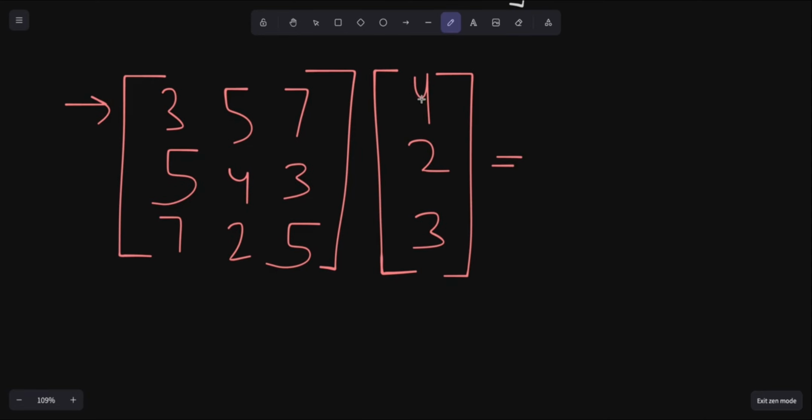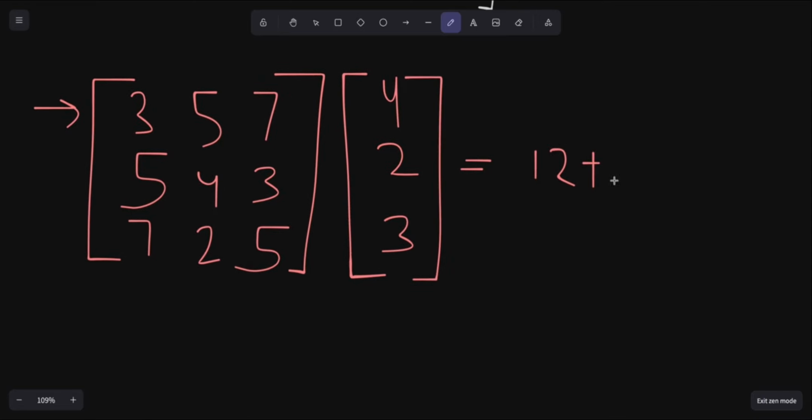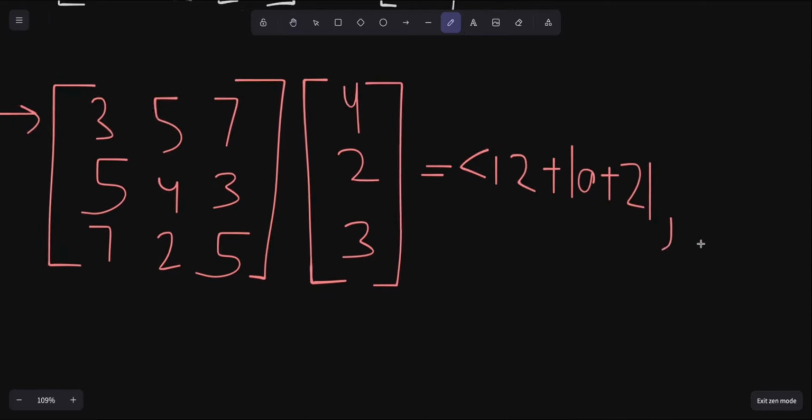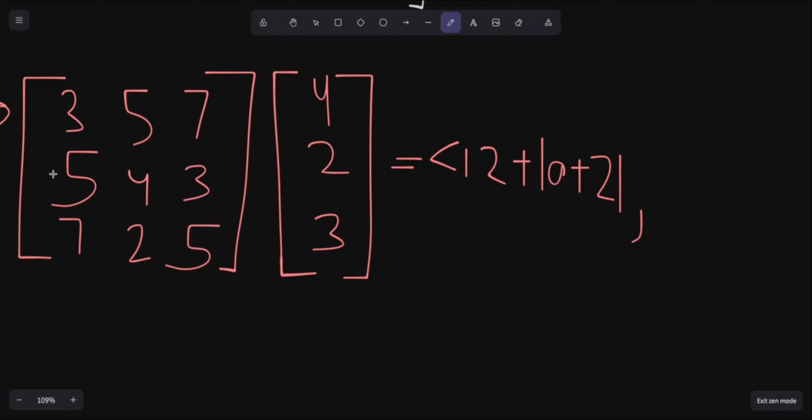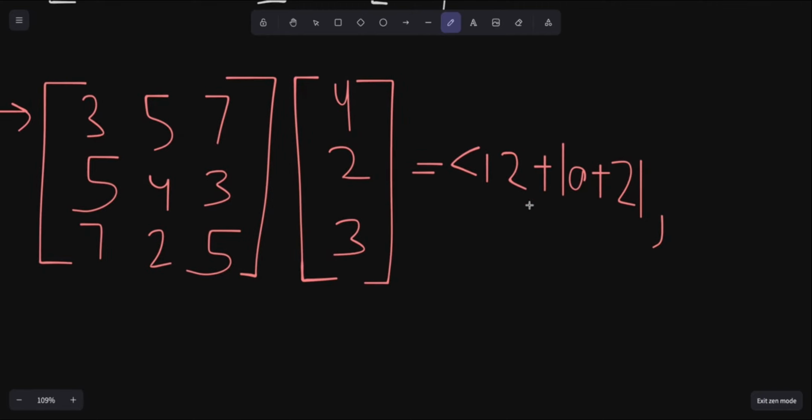So the dot product between 3, 5, 7 and 4, 2, 3: well, 3 times 4 is 12, plus 2 times 5 is 10, and then 7 times 3 is 21. So that's going to be the first component. And every row that you go down is going to be another component of the vector that you get as a result, okay?